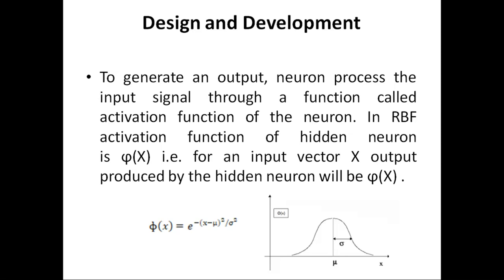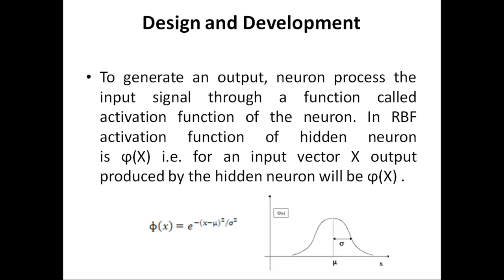Then let us see the design and development. To generate an output, a neuron processes the input signal through a function, which we call the activation function. Okay, try to understand. To generate the output, each neuron, which we also call a node, processes the input signal. What is the input signal? x is the input signal we are giving.